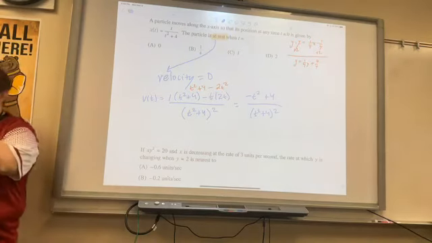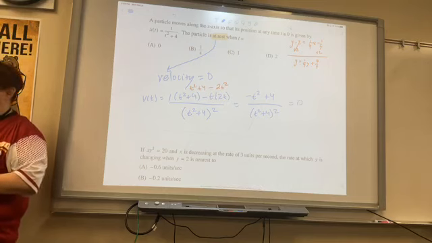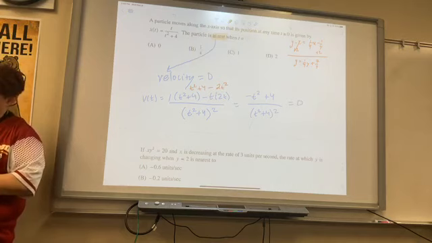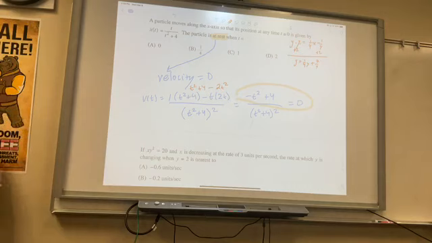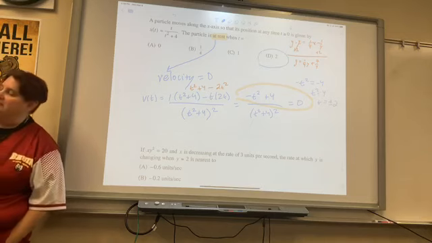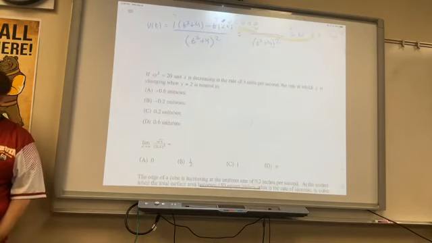When does the velocity equal 0? When does a fraction equal 0? When the top is 0. It's undefined when the bottom is 0. The bottom can never be 0 anyways, but the top can. Negative t squared is negative 4, t squared is 4, t is plus or minus 2. But we're going to pick positive 2 because time is bigger than 0, so we're not going to pick the negative. It's D.